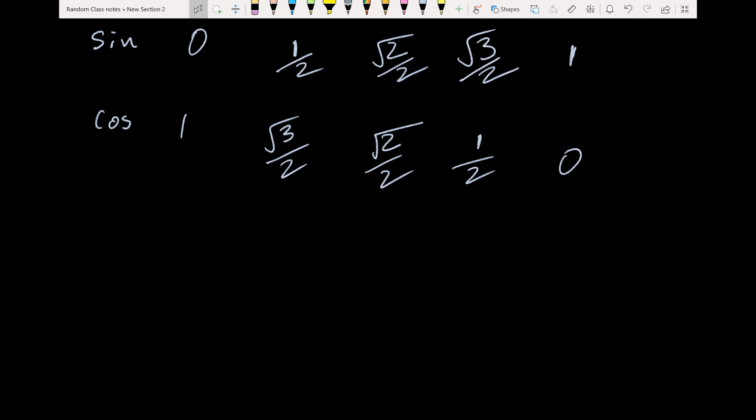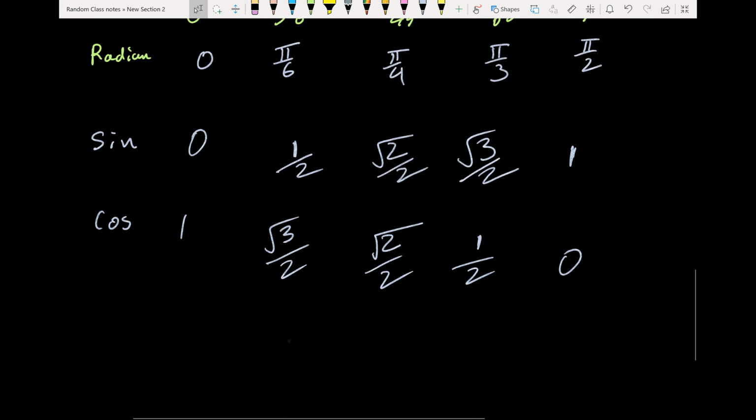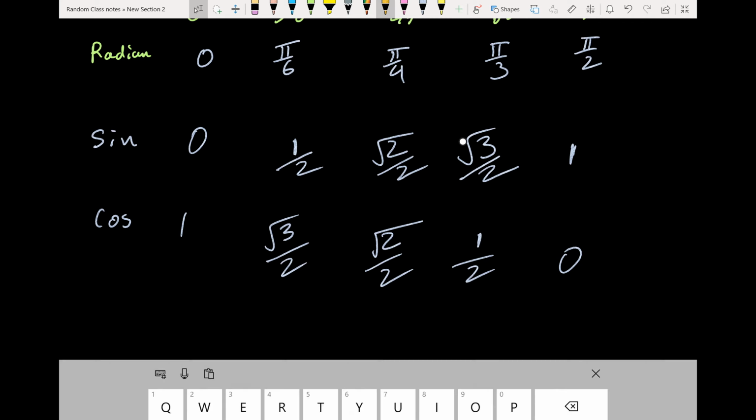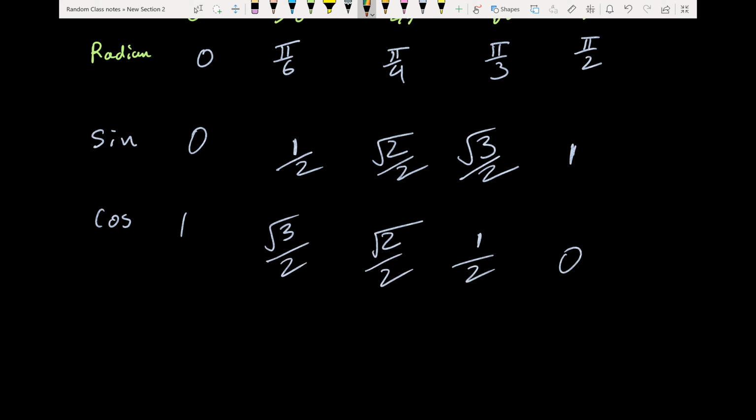Alrighty then. Now, why the heck did I make this table? Ready for it? The whole purpose of this table is I want to know what sine of pi over 6 is. What is sine of pi over 6? Ready? Boom, boom. Do you see it?